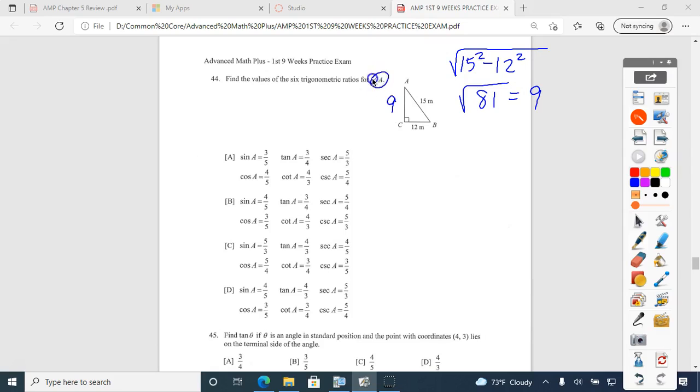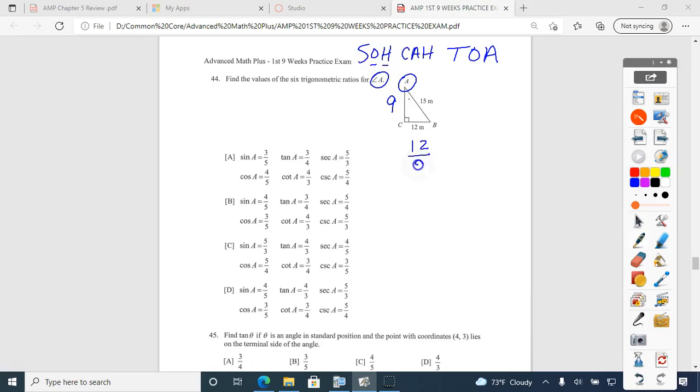So we're doing all this for A. So the sine of A. Sine is opposite over hypotenuse. So that would be 12 over 15, which reduces to 4 over 5. So I can go through here, process of elimination. It can't be A, because that's not 4 over 5. It could be B. It can't be C. Okay, so we're down to B or D.